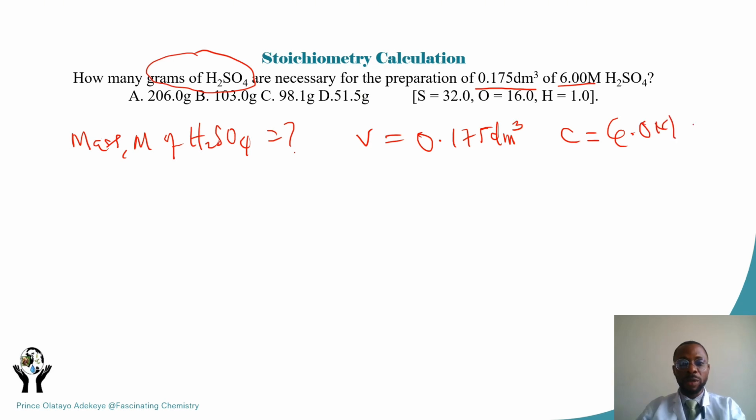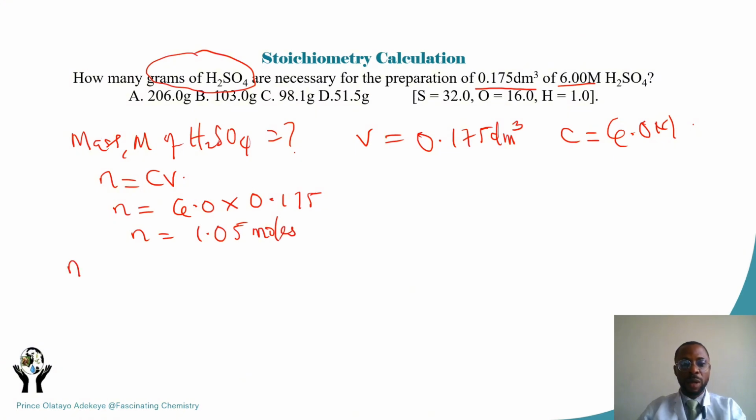We're looking for the mass just like the previous question. You can just start by saying n equals CV. Our C will be equal to 6.0 multiplied by the volume, which is already given in dm³, so we will not have to convert it again. That will be multiplied by 0.175, and from there the amount will be equal to 1.05 moles. But we're looking for the mass.